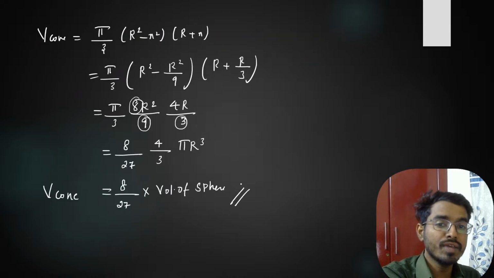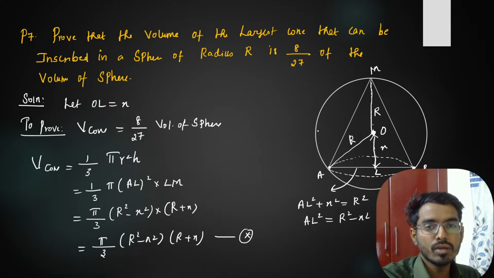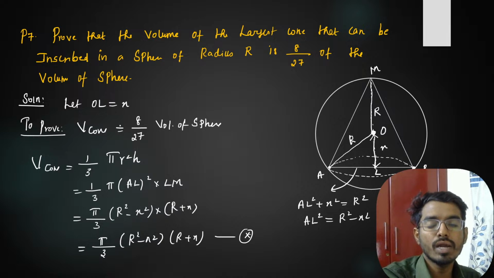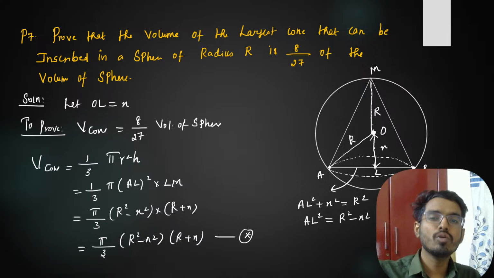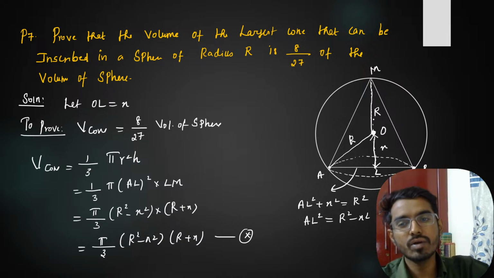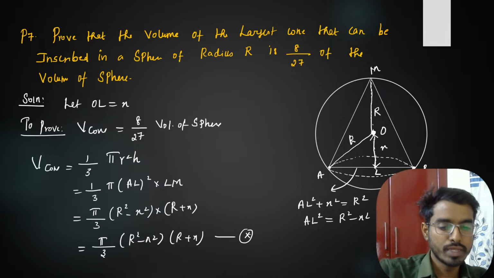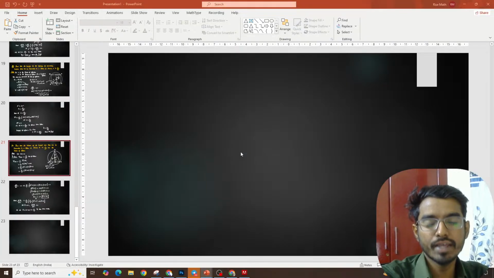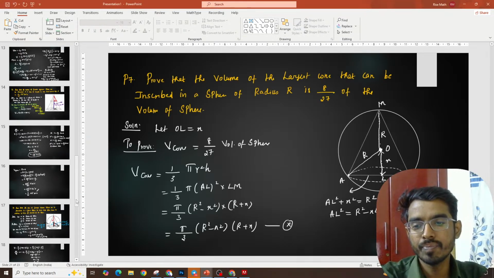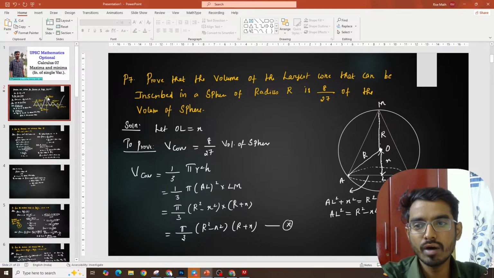So very simple problem, very important problem also, the last problem. The volume of the largest cone inside a sphere is given by 8 by 27 of volume of sphere. So that's it. So what we did in today's class, we have started maxima and minima for a function of a single variable.